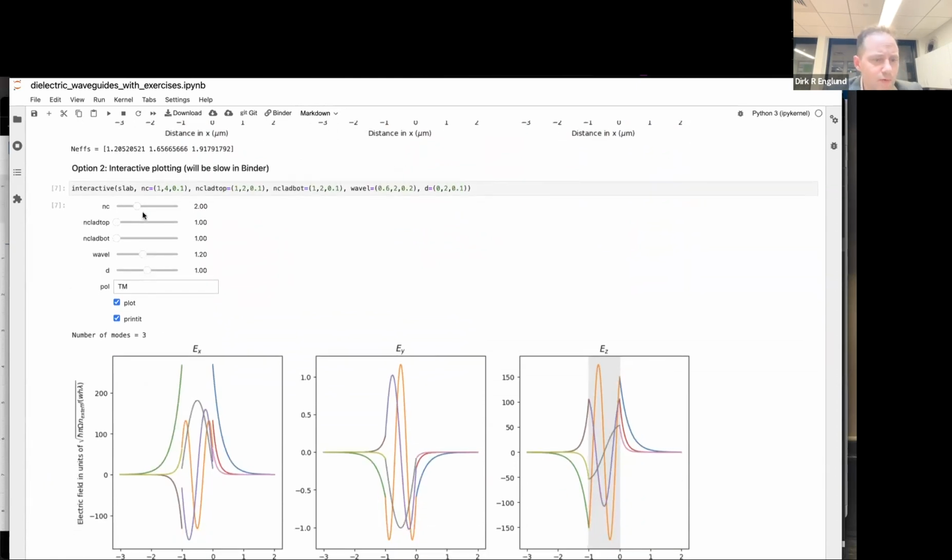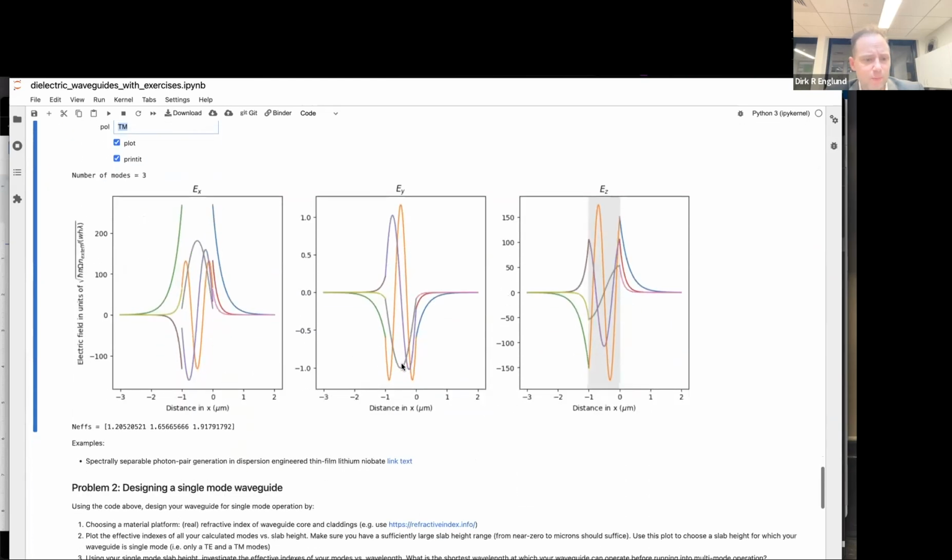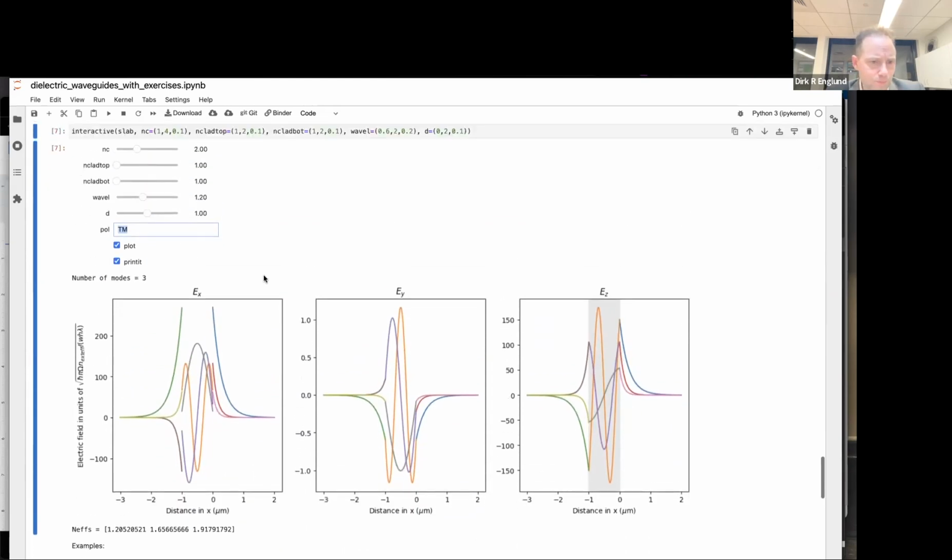So here, the core refractive index is 2, the cladding on top is air, and the cladding on the bottom is air, the wavelength is 1.2 microns, and the width of the waveguide is 1 micron. Then we can plot, let's say, the TM mode. And there exists a total of 3 modes. So at any point here, you will see there are actually 1, 2, 3 values for the electric field in the X, Y, and Z directions, and similarly for the magnetic fields. Let's make it simpler. Let's just go to 1 mode.